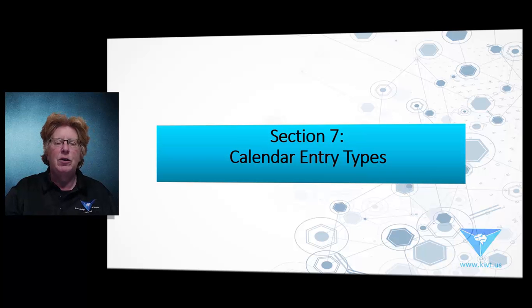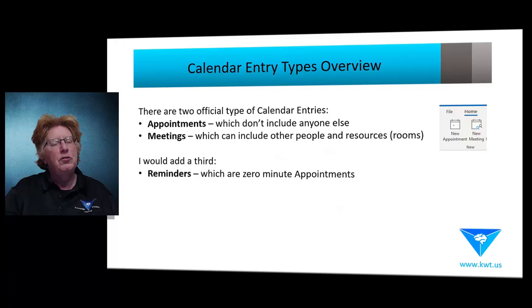Today we're going to take a look at some of the different types of calendar entries that you can make use of. So there are two official types of calendar entries within Outlook: appointments, which are just you, and meetings, which include other people or other resources, including rooms, AV equipment, and so on. I would like to add a third, which I would call reminders, and they are really just 0-minute appointments. So these are just for you yourself, but they don't take up any time on your calendar, but they can be a great way to provide reminders to yourself for certain things that need to be done.